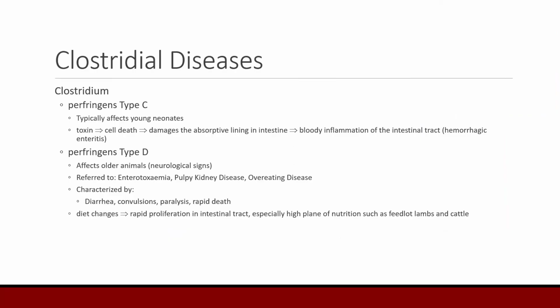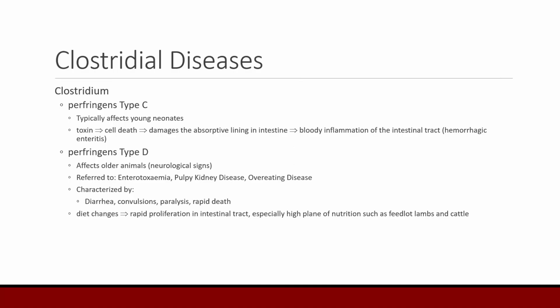Okay. Then you have your perfringens, okay, type C, typically only really affects younger animals. So ingest the spore. Spore goes to its predilection site, produces the toxins. Here it causes cell death, damages absorptive lining of the intestine, causes bloody inflammation of the intestinal tract.